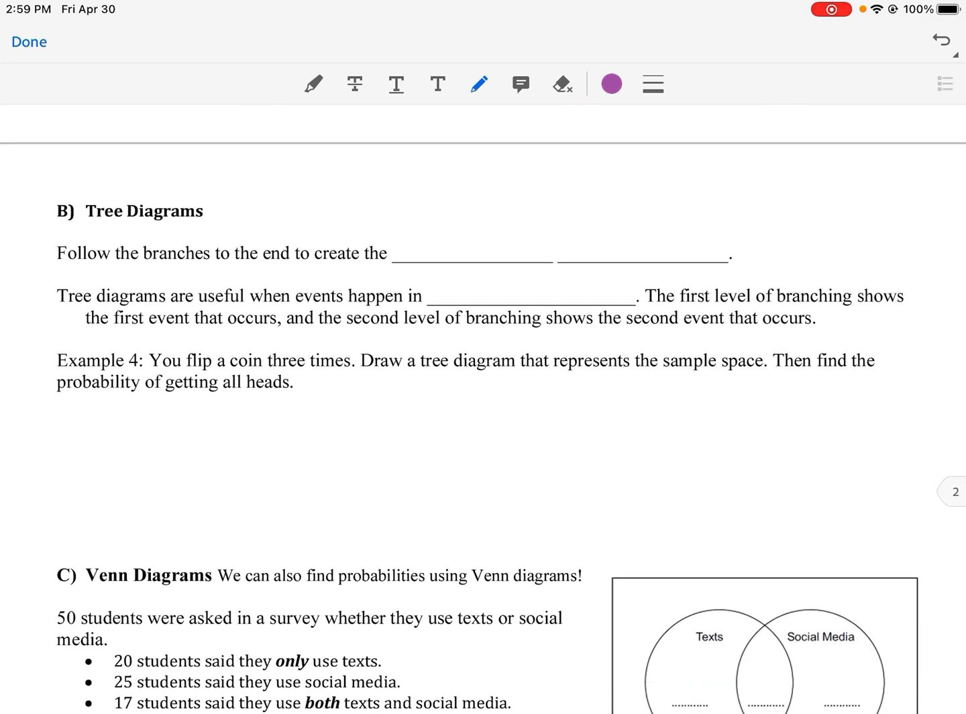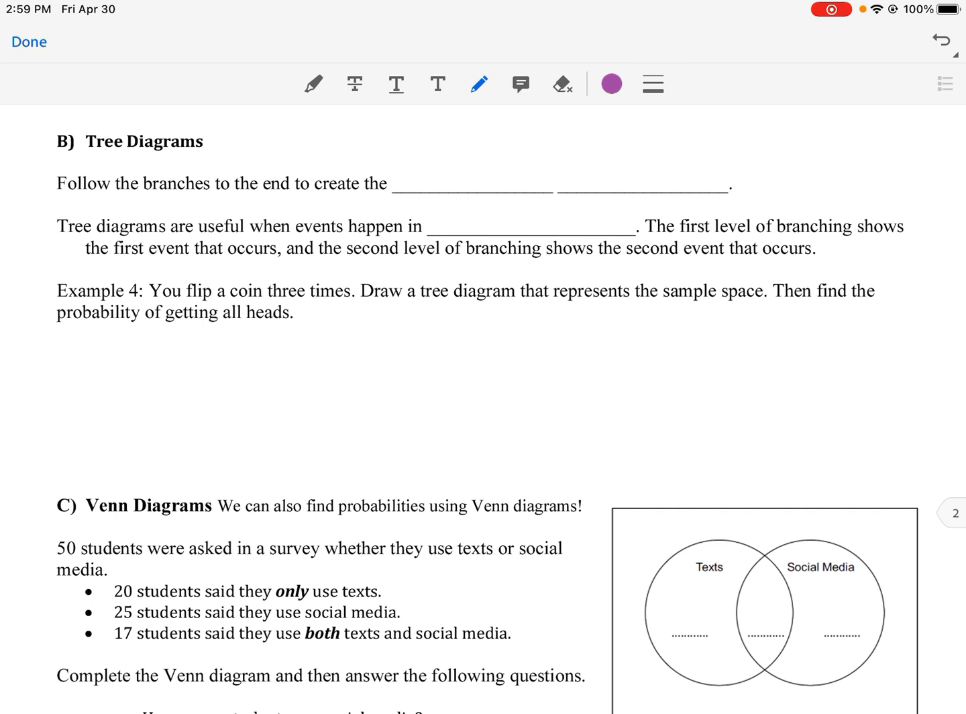All right, let's continue on. A tree diagram follows the branches to the end to create the sample space. So as you continue all the way to the end, you're going to have all the possible options. Tree diagrams are useful when events happen in order. The first level of branches shows the first event occurring, the second shows the second event occurring, etc. We'll see another tree diagram a little later, but we're going to start off today by flipping a coin. So you flip a coin 3 times. Draw a tree diagram that represents the sample space.